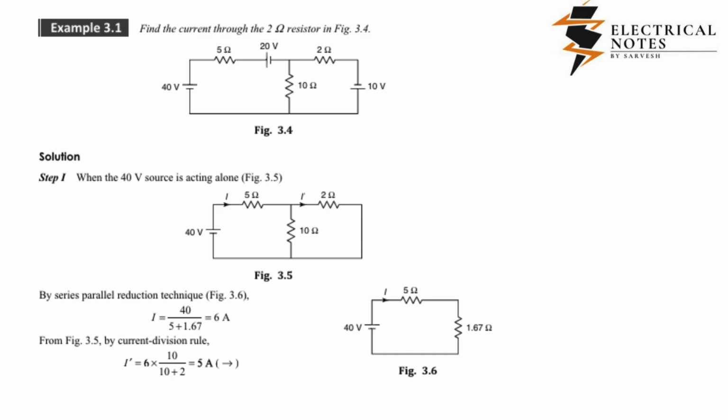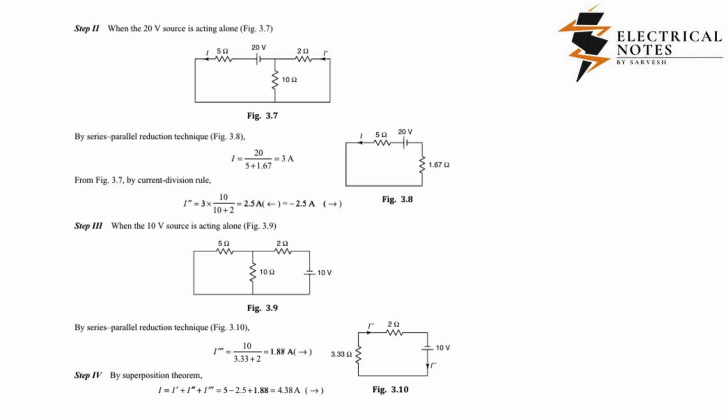Step 1: when the 40V source is acting alone, figure 3.5. By series parallel reduction technique, figure 3.6. 40 / (5 1 plus 6/7 6). I equals... From figure 3.5, by current division rule, 10 / (10 + 2.5) A. 10 ohms. 40V. 10V. I. 5 ohms. I6 equals times plus equals.